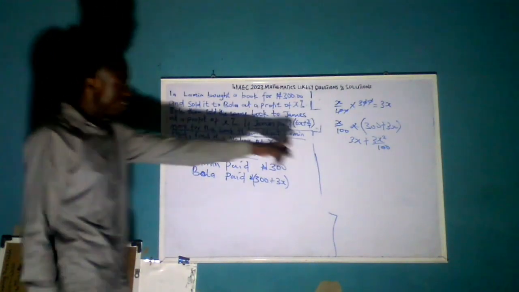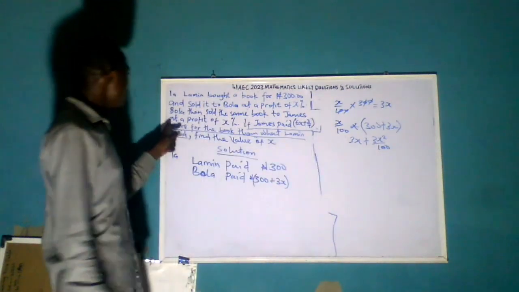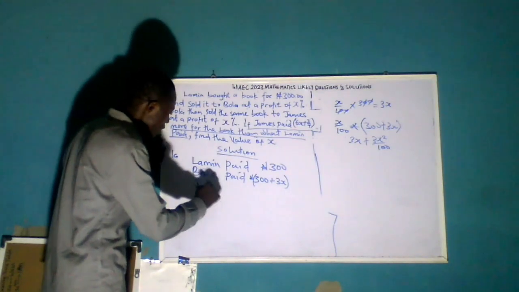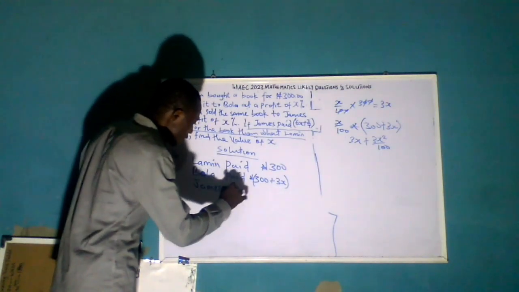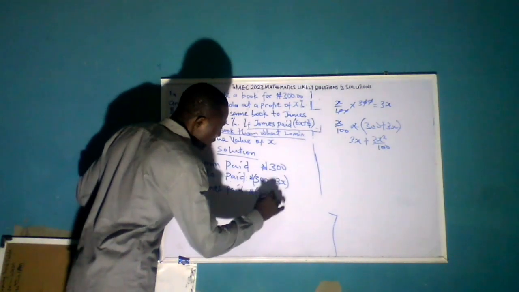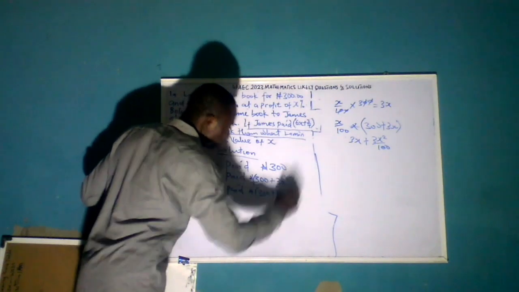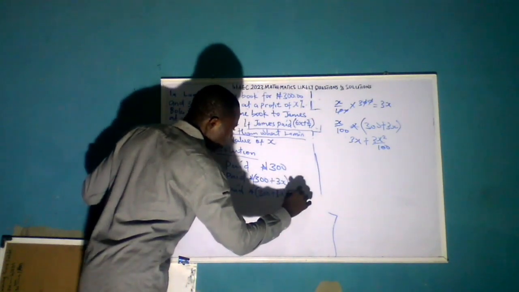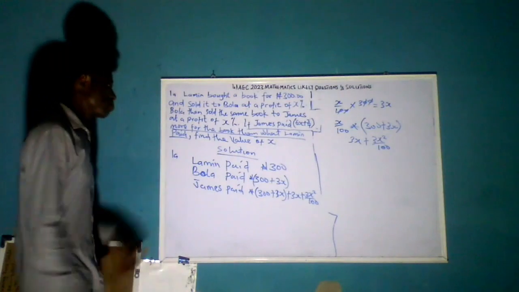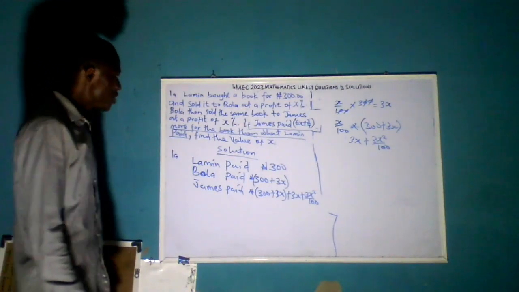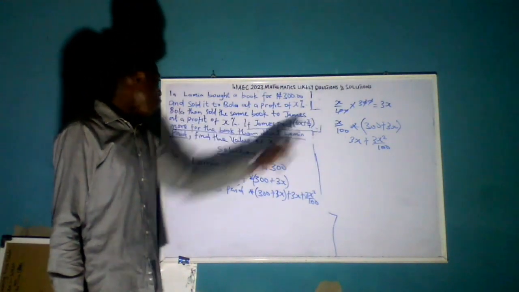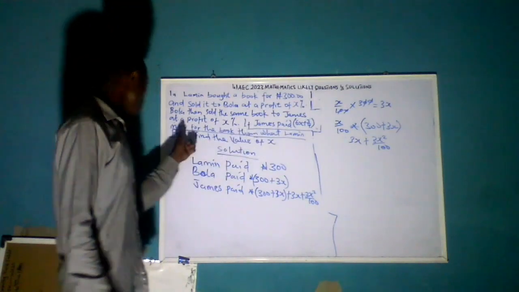So if this is the profit made by Bola by selling the same book to James, it just means that James must have paid 300 plus 3x, plus 3x plus 3x squared all over 100 for the same book. And the question is that if James paid (6x + 3)/4 more for the same book than what Lamid paid, find the value of x.